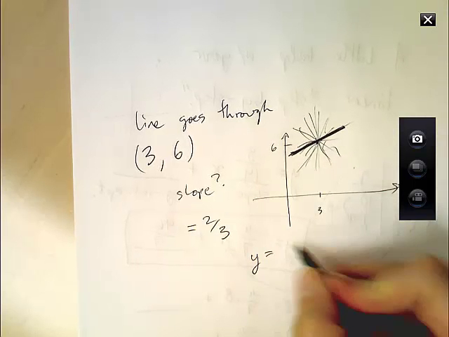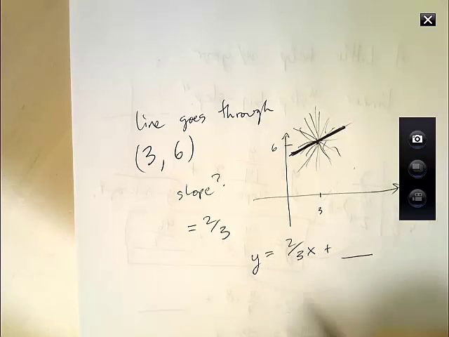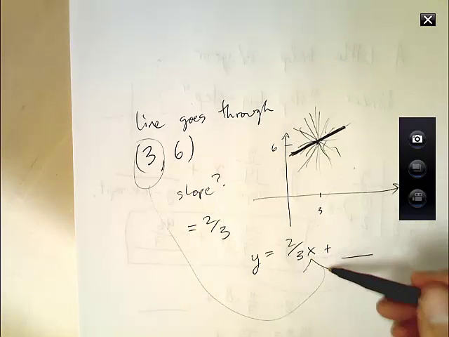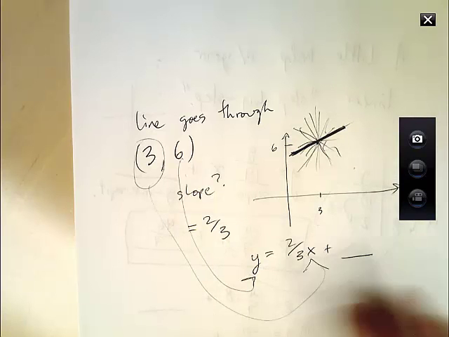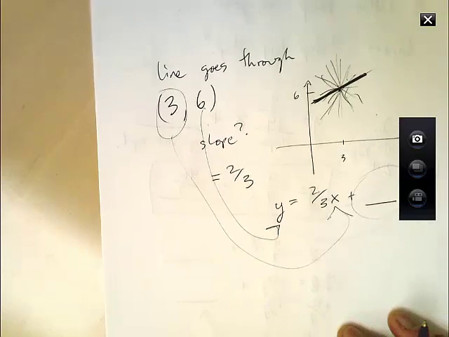You can do the same thing we did before. y equals the slope times x plus the y-intercept. I can plug in my x, I can plug in my y, and then solve for my b, my unknown right here.